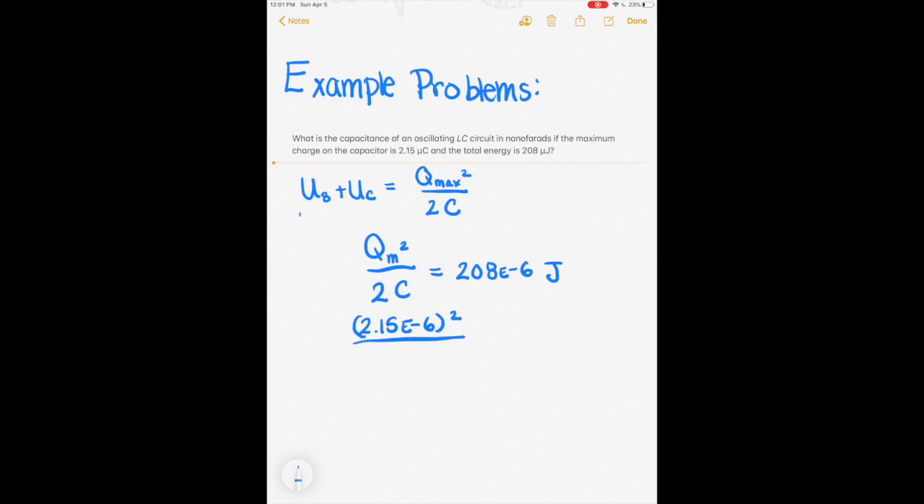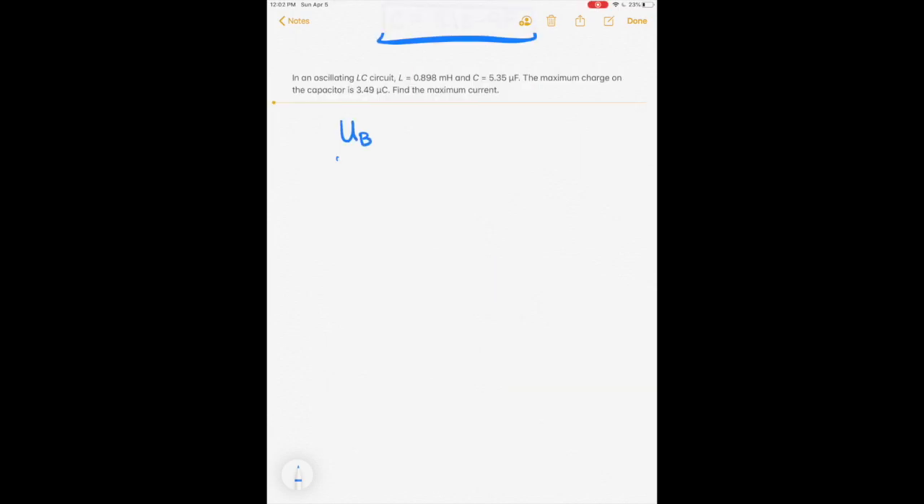So we know what Q max is, so it's 2.15 e to the negative 6 squared divided by 2C, and then we set that equal to 208 e to the negative 6 joules. So by plugging and chugging, we get a capacitance of 11.1 e to the negative 9 farads, so 11.1 nanofarads.